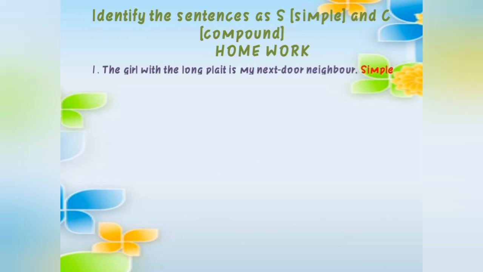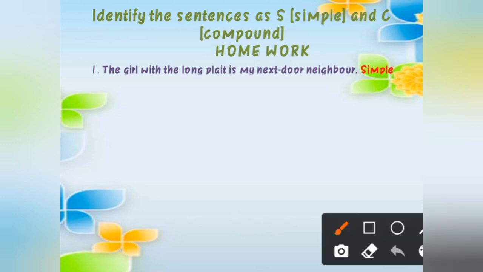Okay, now the first sentence we have: the girl with the long plait is my next door neighbor. Now in this sentence, only one independent sentence is there, no connection of two sentences. That's why this is simple.